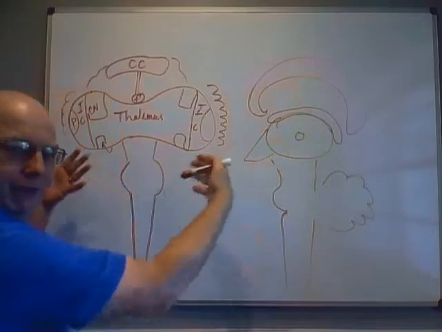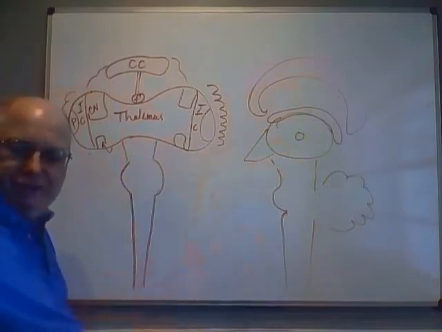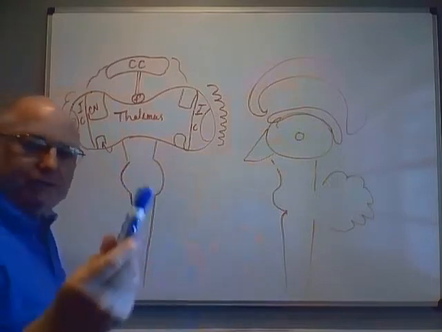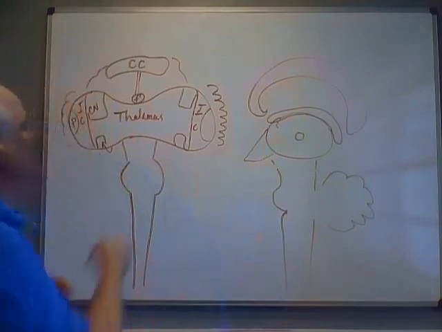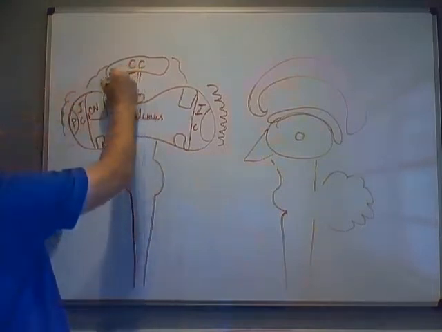So we're going to look at this from an anterior and a mid-sagittal section, okay? I'm going to put the ventricles in blue. There's a ventricle on either side of the septum pellucidum here.